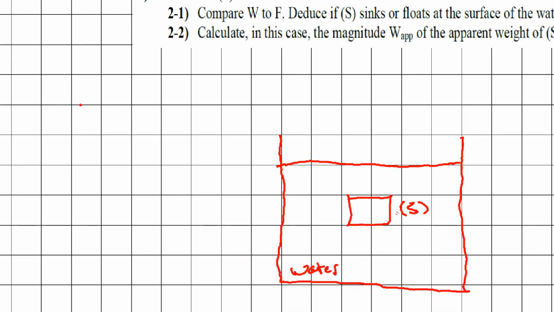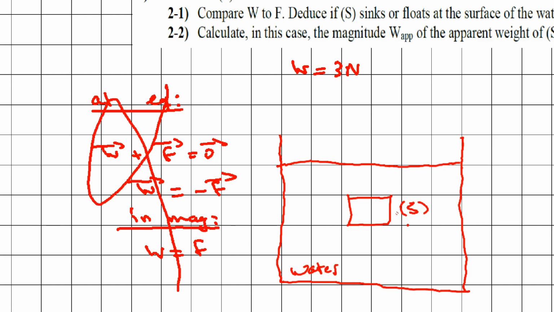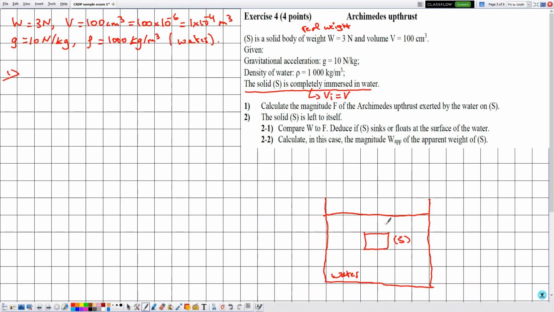Now another method is given by the condition of equilibrium. We can say that at equilibrium, we write that W vector plus F vector is equal to 0 vector. Knowing the magnitude of W, we can determine the magnitude of F, because W vector is equal to minus F vector, and in magnitude W is equal to F, knowing that W is equal to 3 newtons. But this method here doesn't hold at all, since we don't know if the solid is at equilibrium or not. We don't know if the solid S is floating inside the liquid or at the surface. Okay, so they didn't mention anything about the condition of equilibrium.